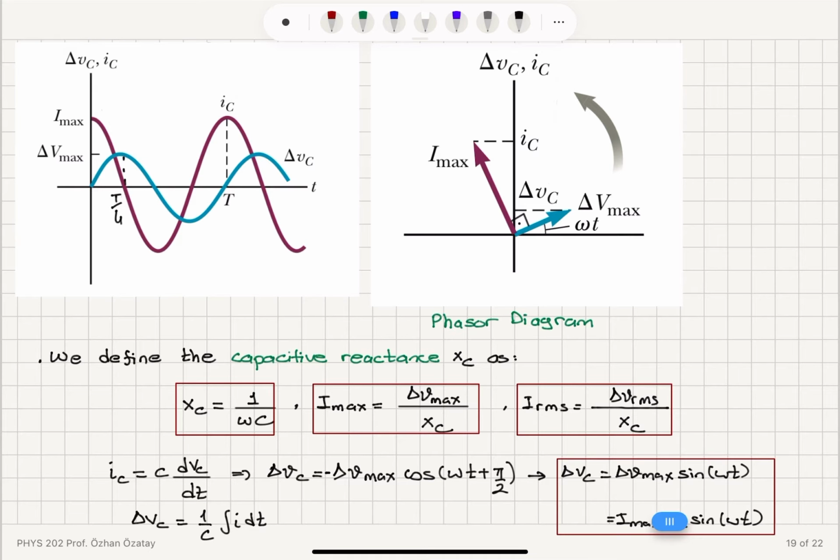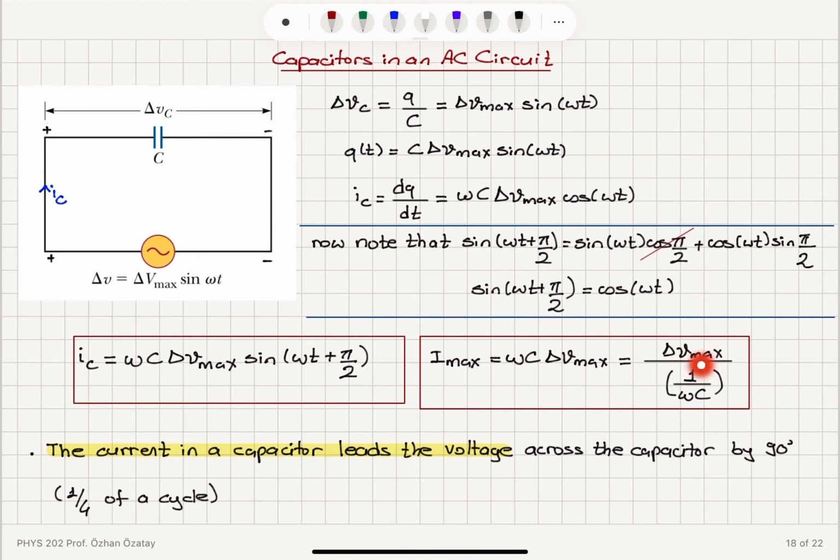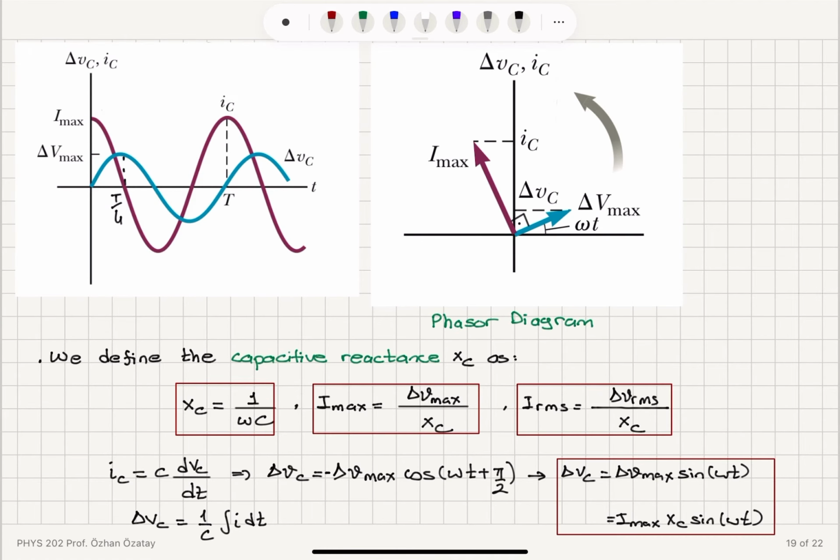Now, analogous to delta V max over R and delta V max over omega L that we have seen for maximum current, here we have delta V max over 1 over omega C as the maximum current. Therefore, we define the capacitive reactance, a frequency-dependent resistance, as 1 over omega C for the capacitor, so that I max becomes delta V max over X sub C and I RMS becomes delta V RMS over X sub C. Now let's play with this a little bit.